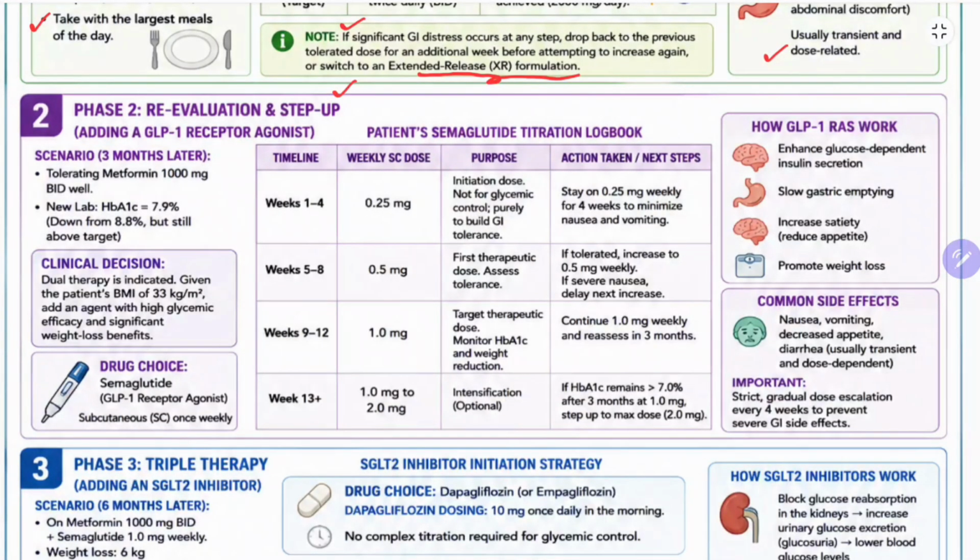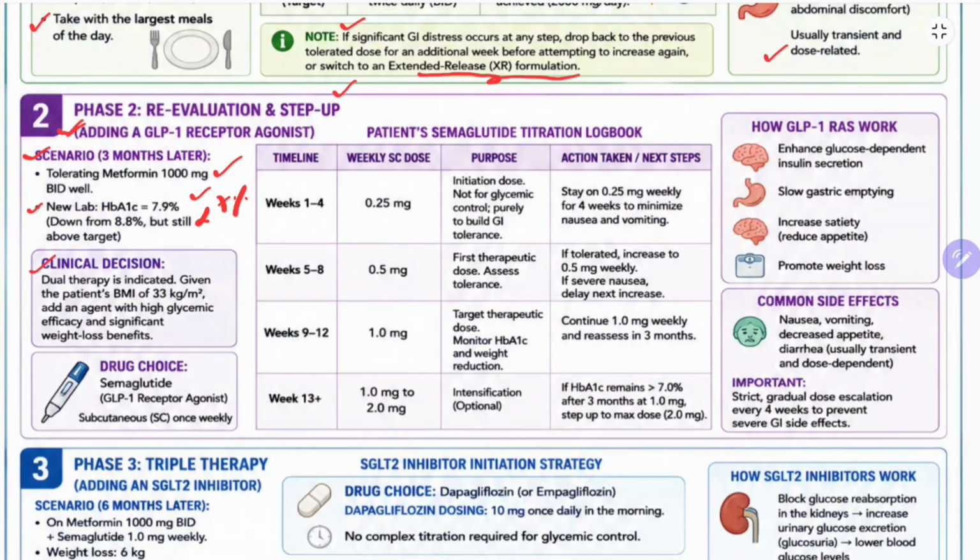Re-evaluation is step up. After giving the maximum dose of metformin, we will add a GLP-1 receptor agonist. So scenario 3, after 3 months. We will wait for 3 months. Now after 3 months we have taken history and the patient is tolerating metformin well, 1 gram twice daily. Now new lab investigations after 3 months: HbA1c is reduced. It was 8.8%, now it is reduced to 7.9%, but still it is above the target because our goal is less than 7%. So what is the clinical decision?